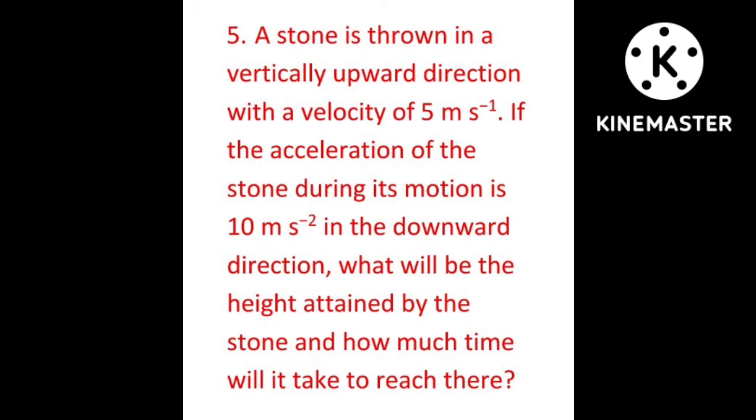Now we can write the given quantities here. What are the things given here? It is given that a stone is thrown vertically upwards with a velocity of 5 meter per second. So the velocity u is 5 meter per second. And the acceleration of the stone is 10 meter per second square in the downward direction. And we have to calculate the height attained by the stone and the time taken. Okay, so we have to select the equation to find these two, height and time taken.